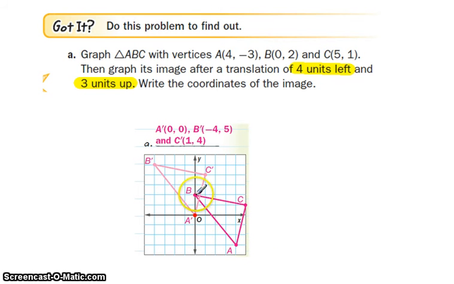Same thing with B. Here's our original B. We have to go 4 left, 1, 2, 3, 4, up 3. 1, 2, 3. There's B prime. Here's our original C. So let's go 4 to the left, 1, 2, 3, 4, up 3. 1, 2, 3. So there's our new C prime. And here's your translated shape.